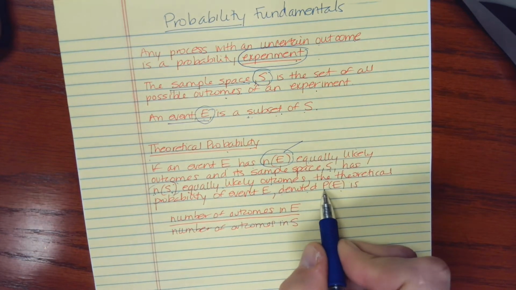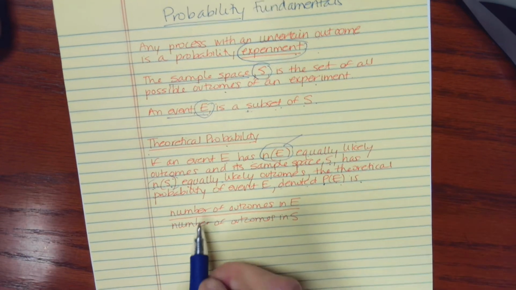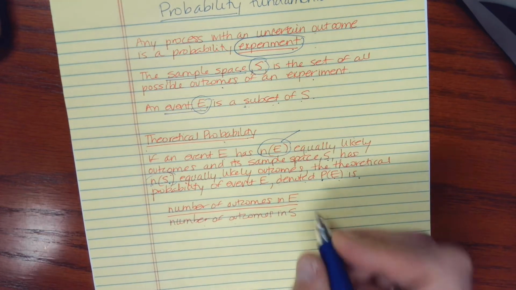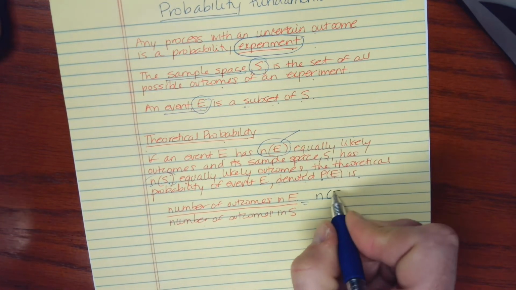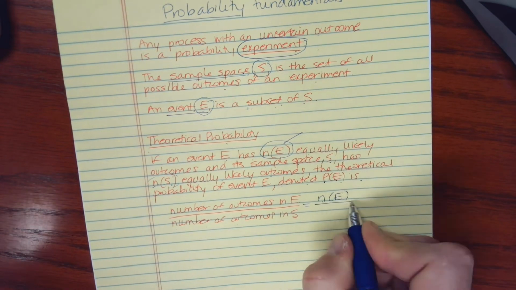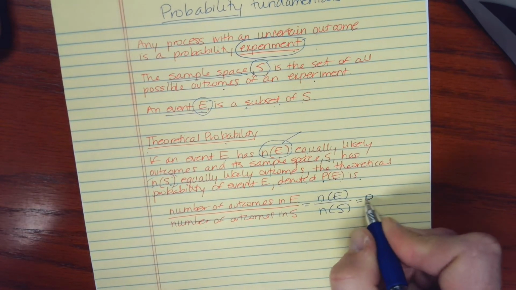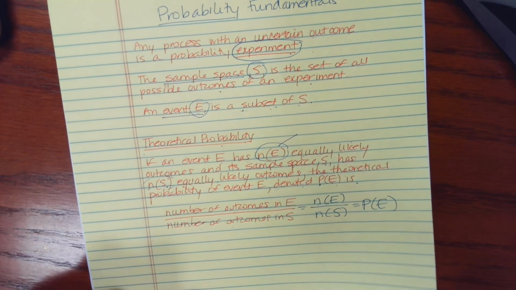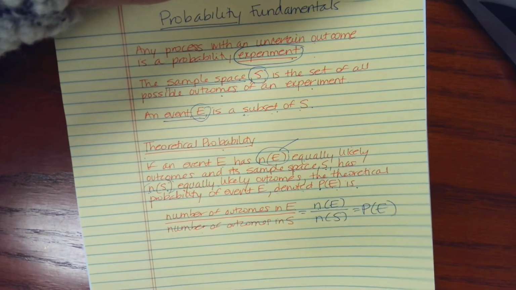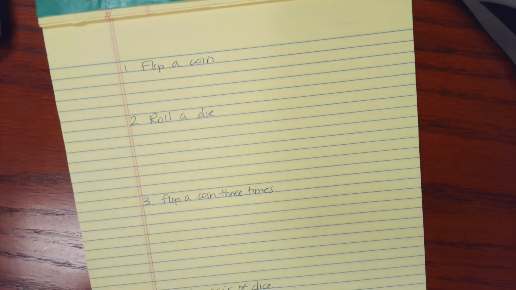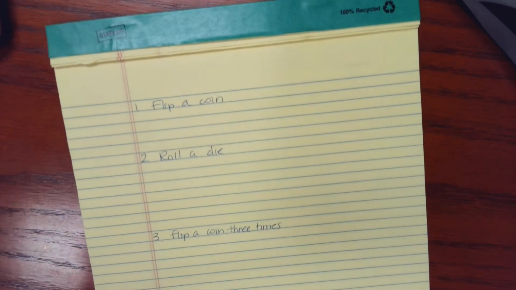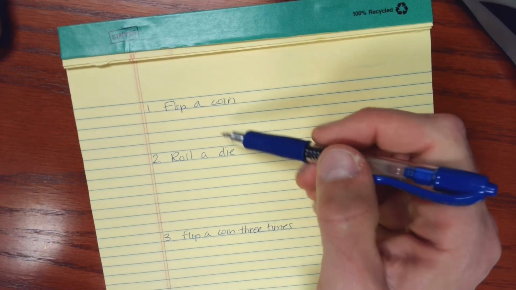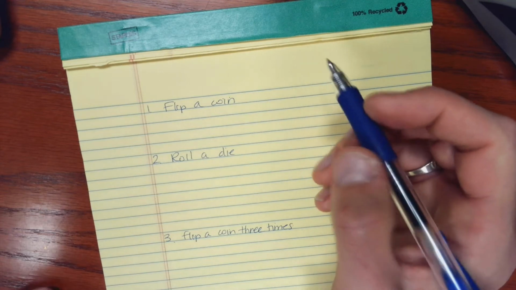If the sample space has this certain number of equally likely outcomes, the theoretical probability of event E, denoted P(E), a capital P with the E in parentheses, is a quotient. It's the number of outcomes in E divided by the number of outcomes in S. We could simplify this and say n(E) over n(S). This is how we can calculate the theoretical probability for an event E. So let's look through some examples of some common probability experiments, and how we can discuss the sample space and construct events, and what the probability of those events might be.